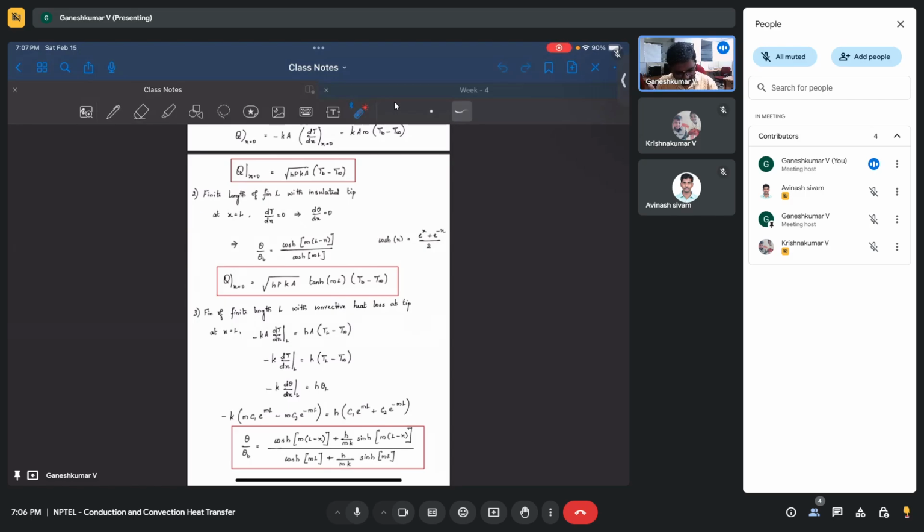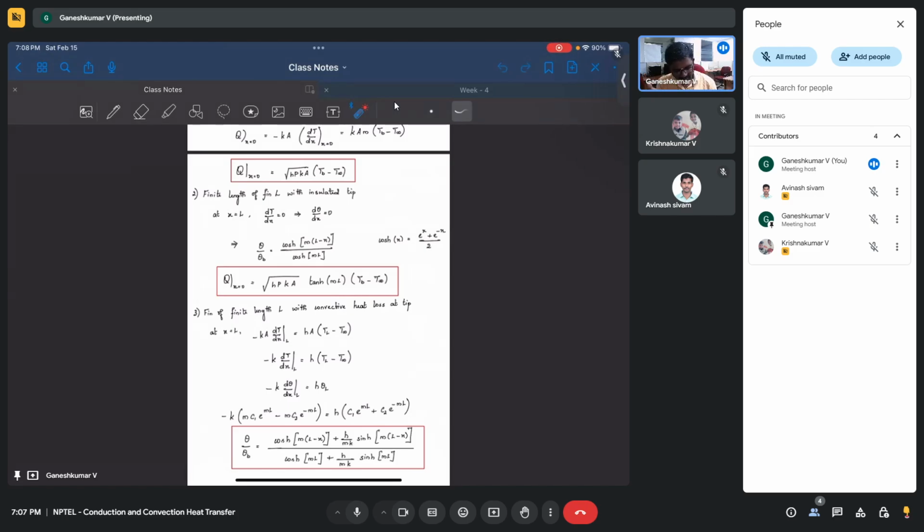The other boundary condition is a finite length fin. Usually we have a finite length fin, but we are going to assume that the tip is insulated, which means the tip is not going to have any appreciable heat loss. You can also say the tip is insulated, meaning there is no heat loss across the tip, but the same thing can be approximated for a tip where the heat loss is very small compared to the heat loss happening on the fin.